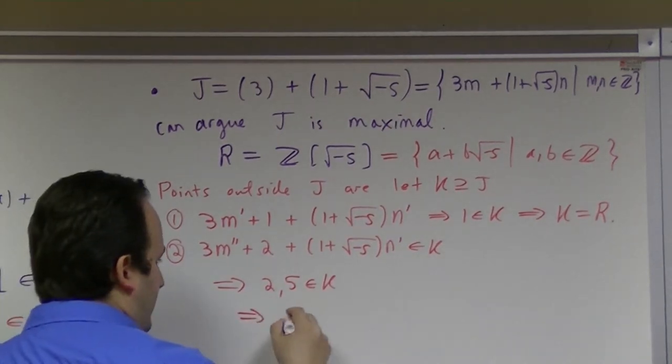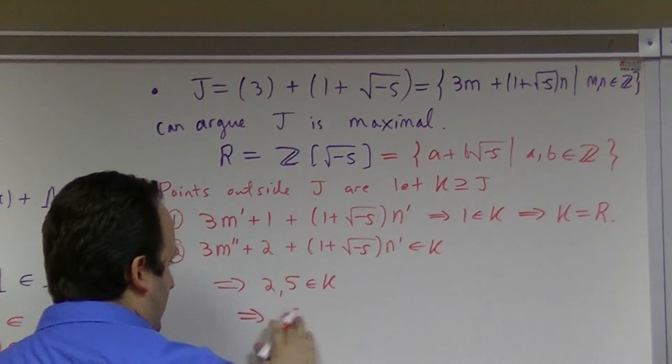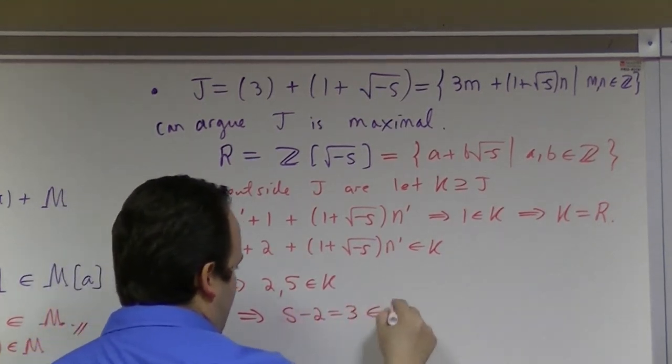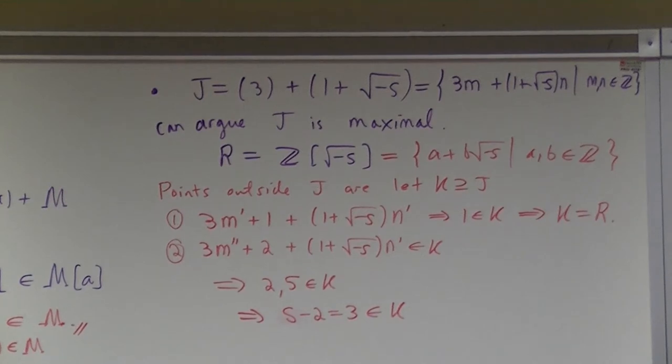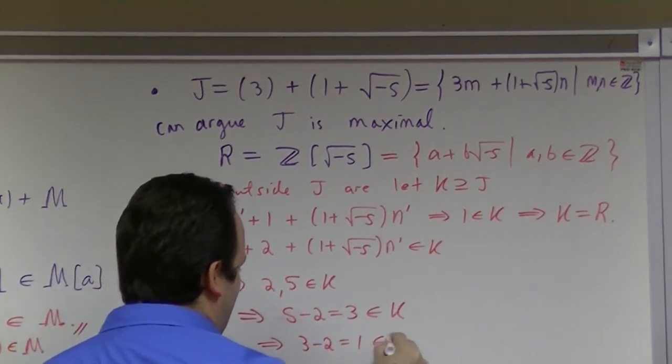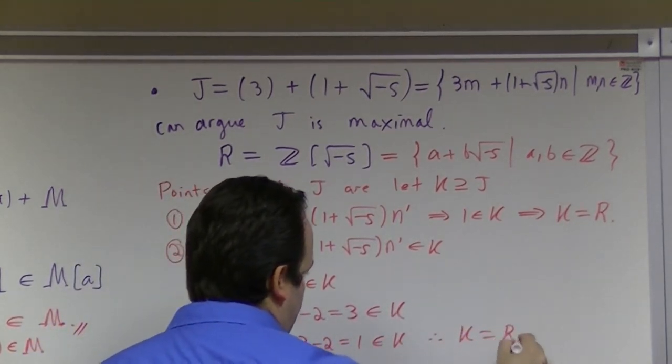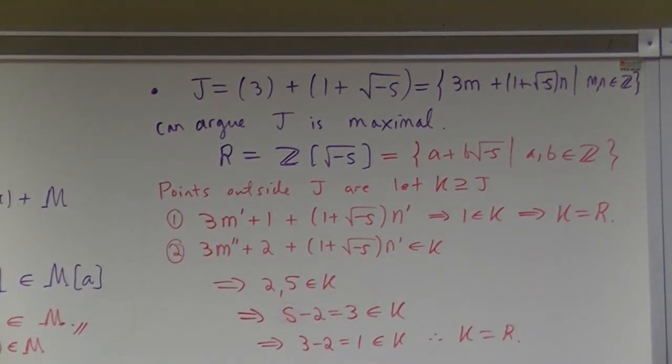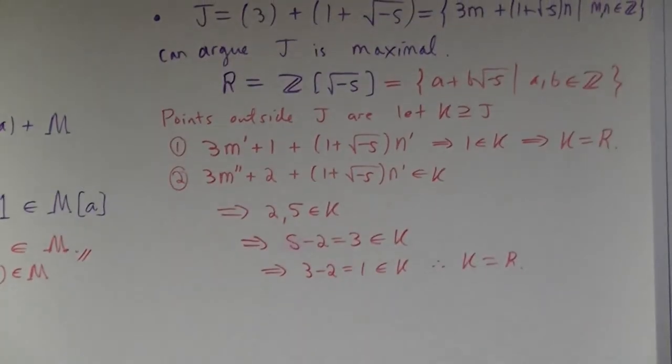But if 2 and 5 are in it, then 5 minus 2 equal to 3 is an element of K. The ideals are closed under subtraction, which I will eventually prove. I never did quite prove that. I have a proof for you. Hey, but that means that 3 minus 2, which is equal to 1, is an element of K. Oh, game over. So any ideal which contains J, by process of elimination of all the different possible cases, of which there are only two generically, thinking about 3, they're all the ring. So this ring is maximal.